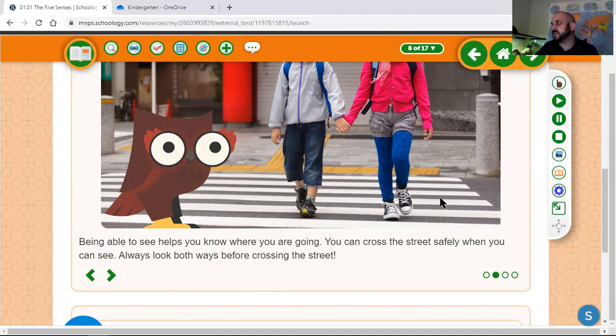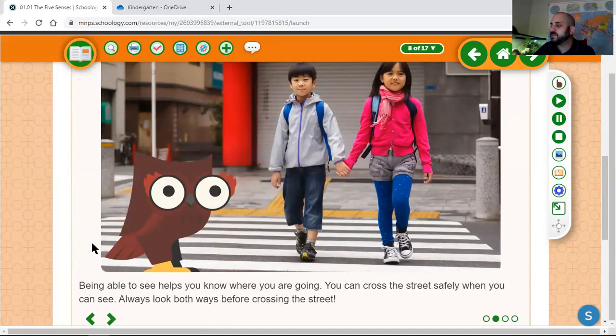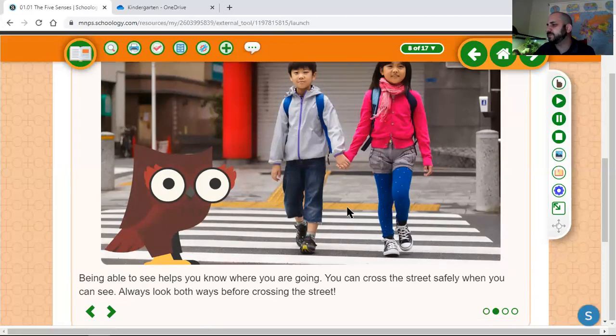So if we look closely in this picture, we can see that these two kids are walking on something on the ground, something that they can see. Let's pause for a sec while you guys think about why these stripes are on the ground where they are crossing the street. Think about if you have ever seen something like this, and why would they put stripes on the ground?